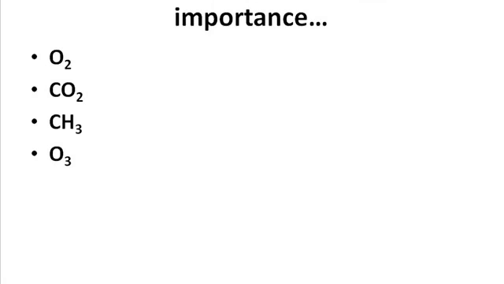O3 is ozone. It's an important gas because it protects us from UV radiation. Water is important because as a vapor it condenses and turns into rain, and it's also considered a greenhouse gas. Nitrogen makes up 78% of our atmosphere, and it's important because we use it to make our proteins as well as our DNA.